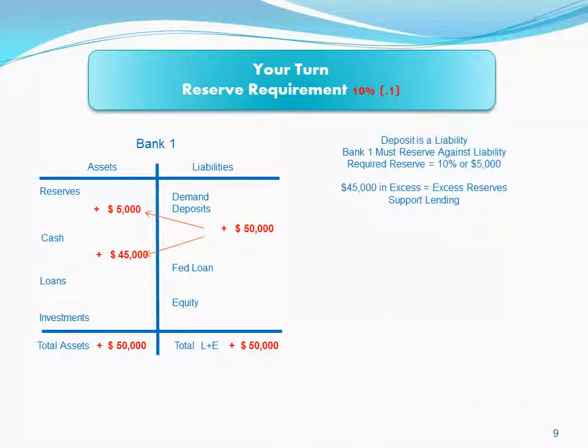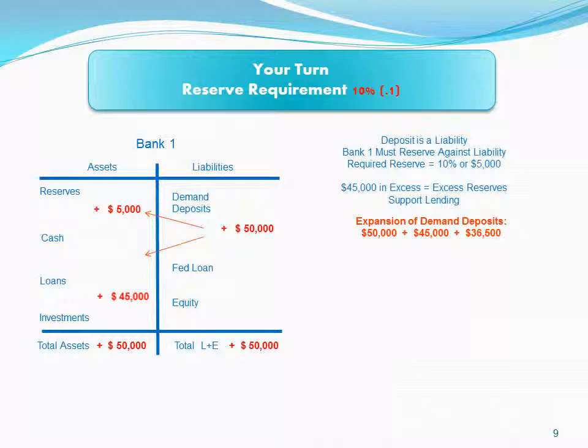That excess reserves is used to support lending. Make a loan of 45,000, and we would have, if we went through our 3 banks, this expansion of demand deposits, each round getting smaller and smaller because part of the funds are leaking out into reserves.